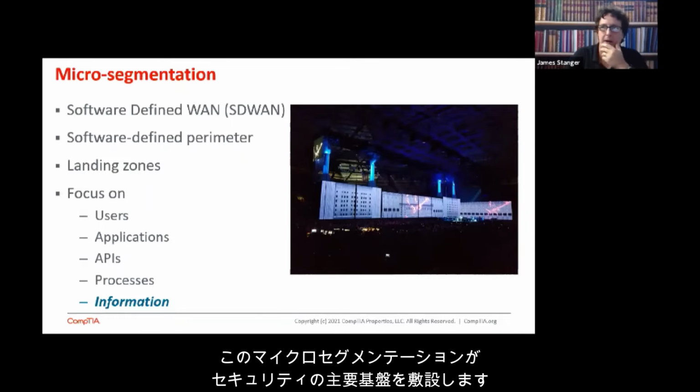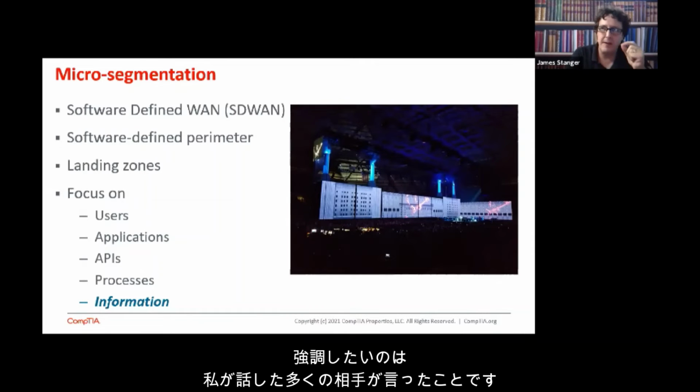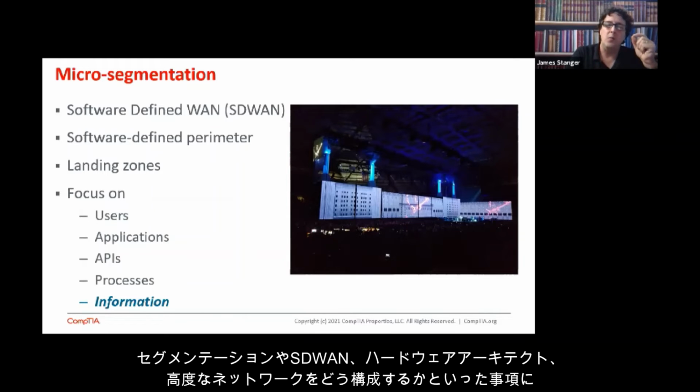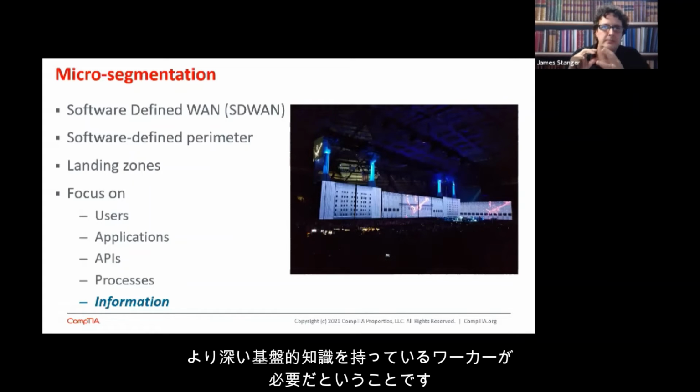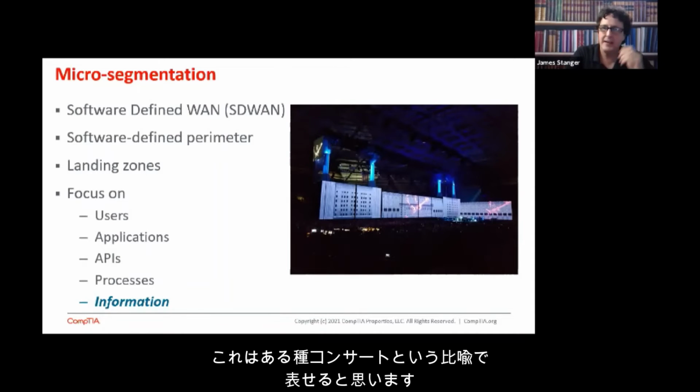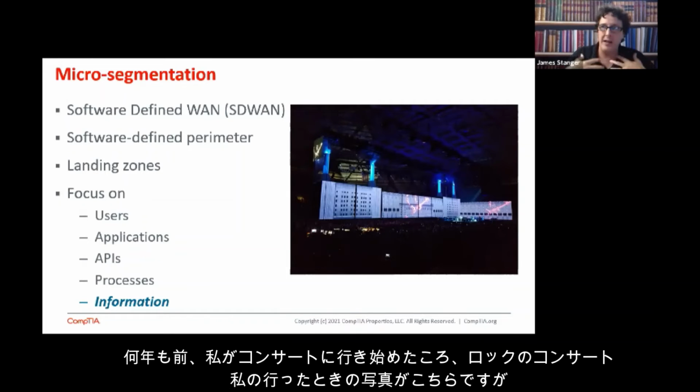And that's one of the things I want to point out, is that so many people that I talk to say what we need are workers with deeper foundational understandings of things such as segmentation, of SD-WAN, and how to architect sophisticated networks. And it kind of goes along with this idea of the concert metaphor. Years and years ago, when I first started going to concerts, rock and roll concerts, you're looking at a rock and roll concert that I attended.